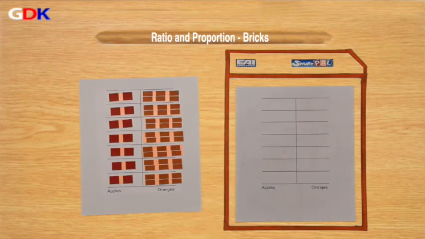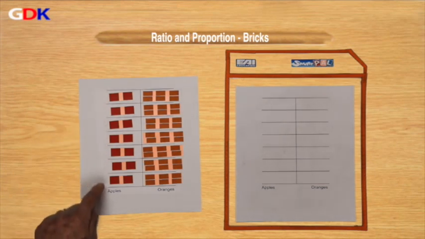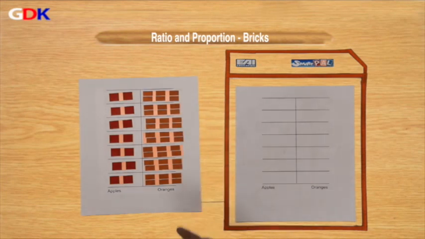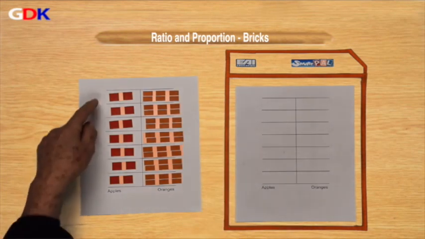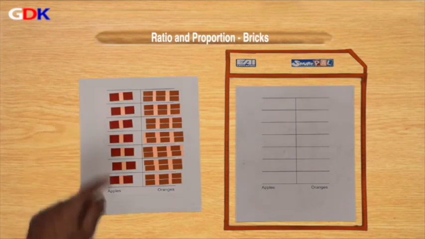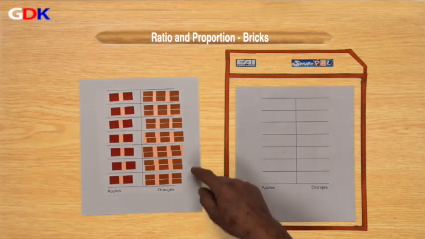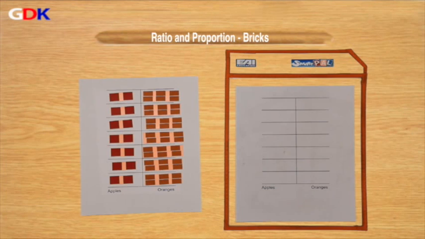Another way of looking at this is we have 7 sets of 2 apples. That's going to match up with 7 sets of 6 oranges. 7 sets of 2 apples is going to be 14. 7 sets of 6 oranges is going to be 42. So if we have 14 apples, we are going to have 42 oranges. And the reason that is happening is because at the beginning, we matched up a set of 2 apples to a set of 6 oranges.